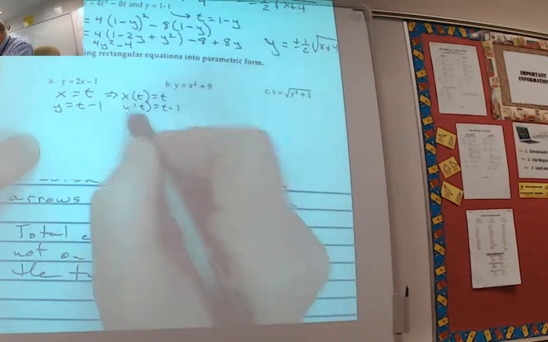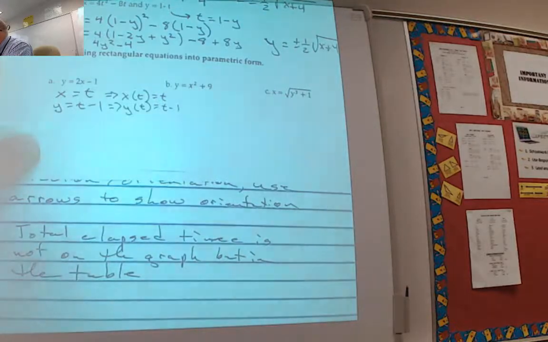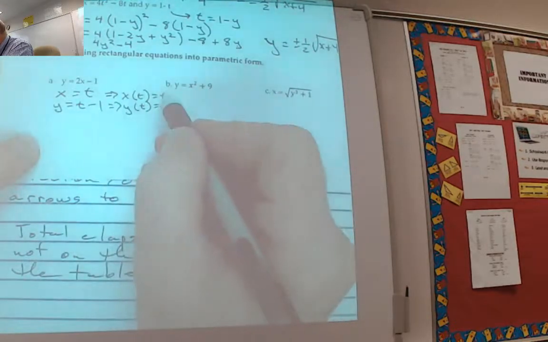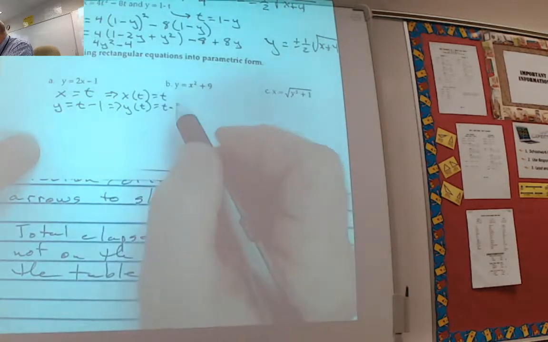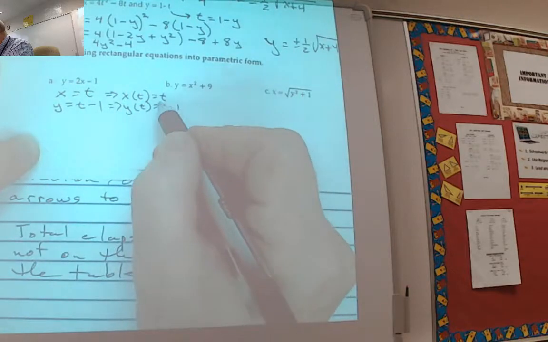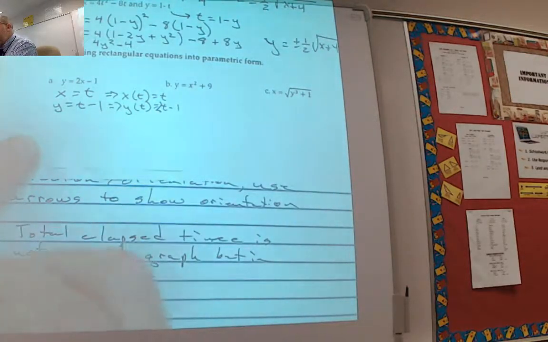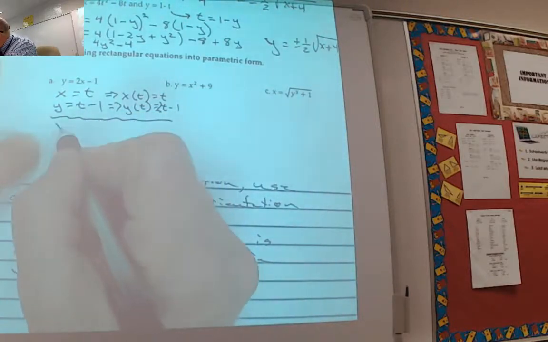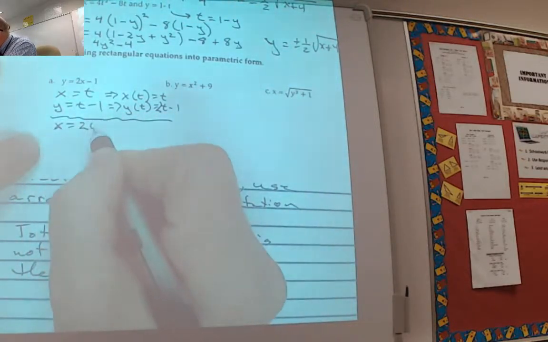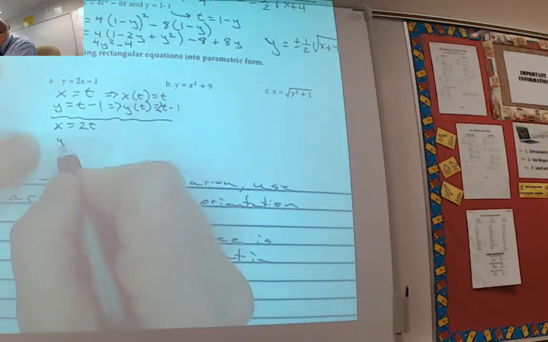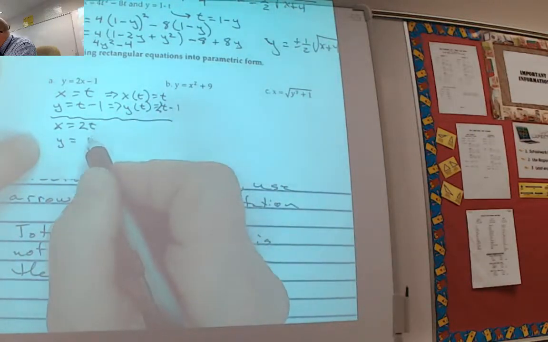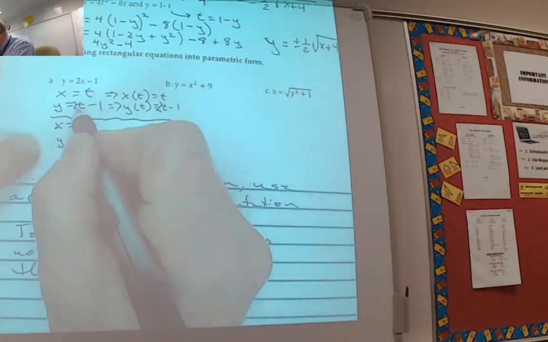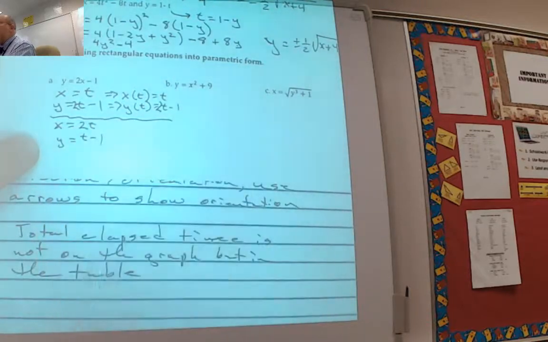Would it be 2t minus 1? Oh, excuse me. Yep, 2t. Thank you. I was thinking ahead. Another set you could do is say x is equal to 2t. So then y would be t minus 1. That's what I was thinking. So you see how I can have two different sets?